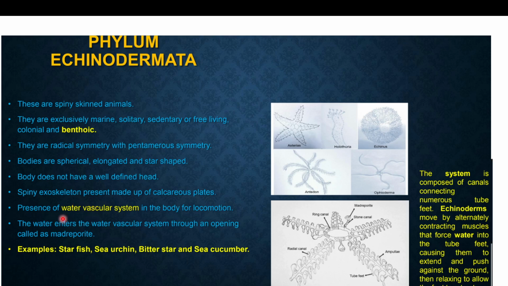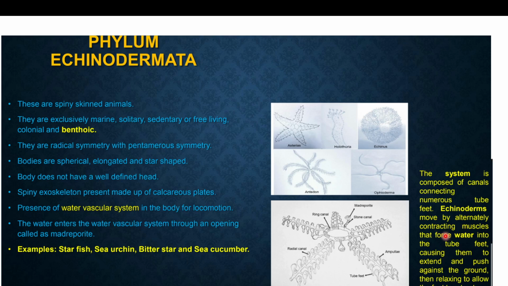One thing to be noted is the presence of water vascular system in the body for locomotion via tube feet, and water enters the water vascular system through an opening called madreporite. Examples again are urchins, starfishes, cucumbers, etc. This water vascular system, if you see, this is the one. It is composed of canals connecting numerous tube feet. These ones, these small racket-like structures.